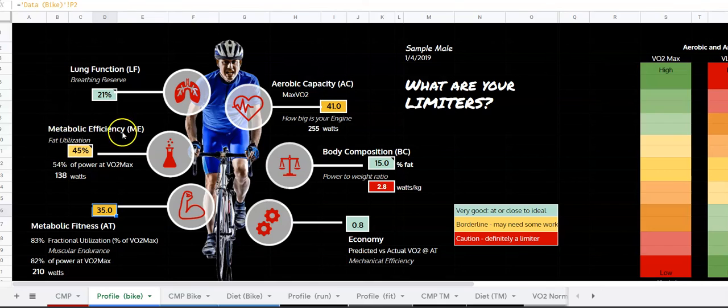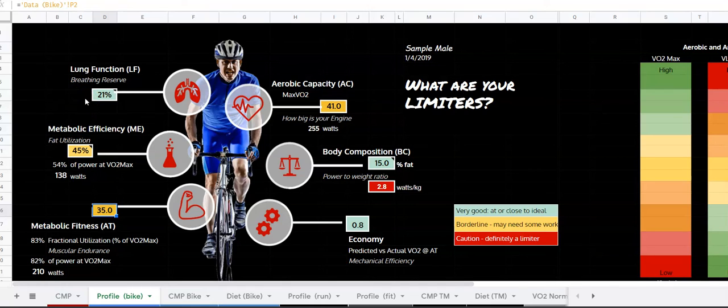Metabolic efficiency is looking at zone 2. It's how high are the fat utilization levels, and can you use fat well and spare your carbohydrates? If you're getting up over 50%, that's usually pretty darn good. But basically we're looking at the aerobic threshold, and how high your fat burn capability is there. And then the lung function looks at various breathing components.